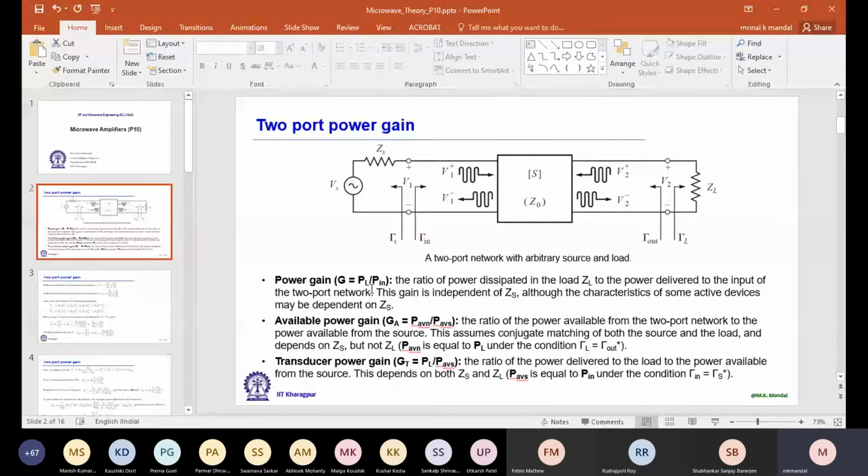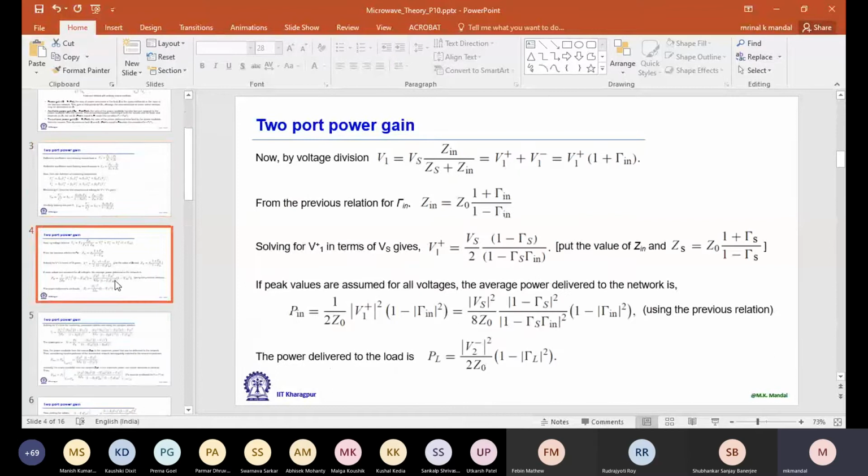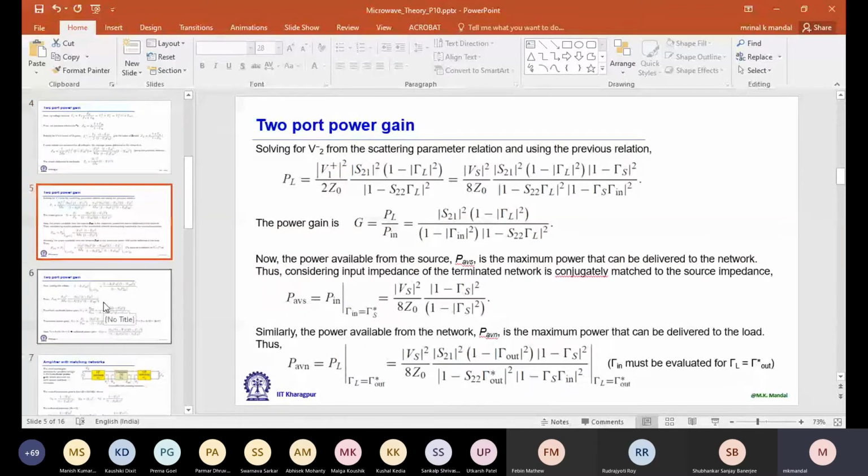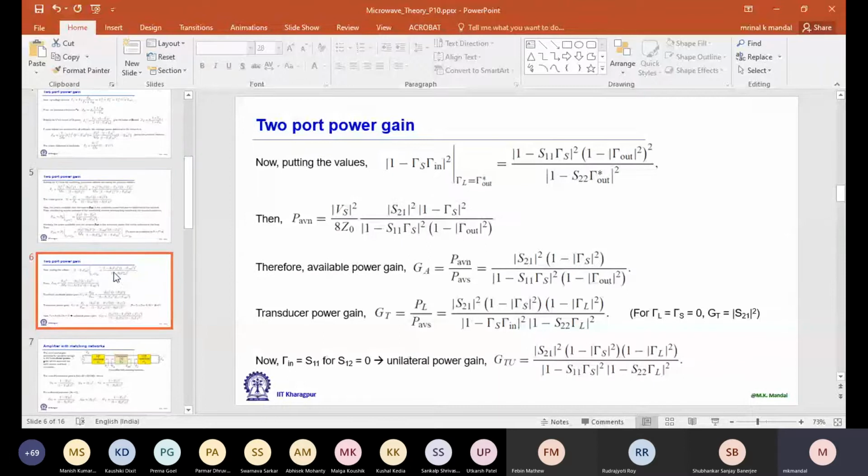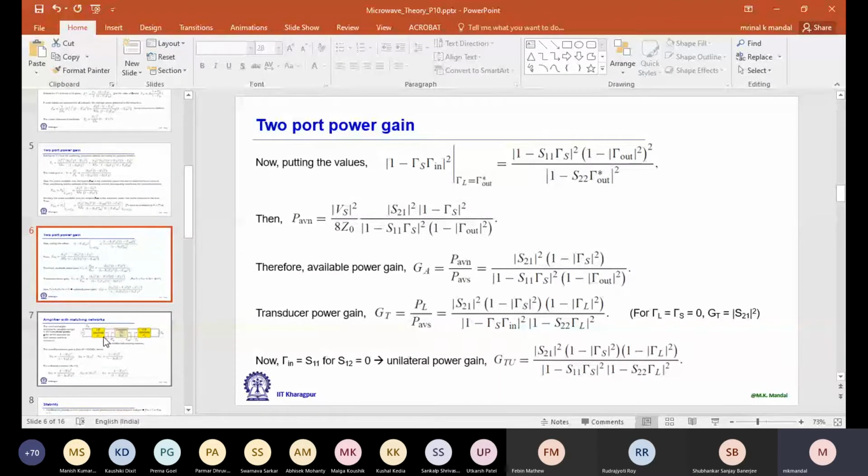This is PL by Pin; available power gain, GA, which is P available from the network divided by P available from the source; and transducer power gain, GT, which is PL divided by P AVS. And we also found expressions for these three different gains, and from this we concluded that most of the time we will be using the transducer gain.